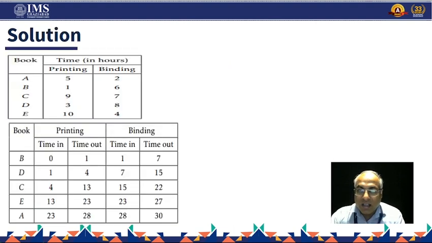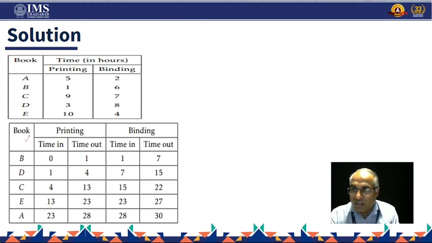Similarly, now let us find out the total elapsed time for this. This question I have given here at the top. Now this way, this table is to be prepared, with job, book, printing and binding. So this I have illustrated here.